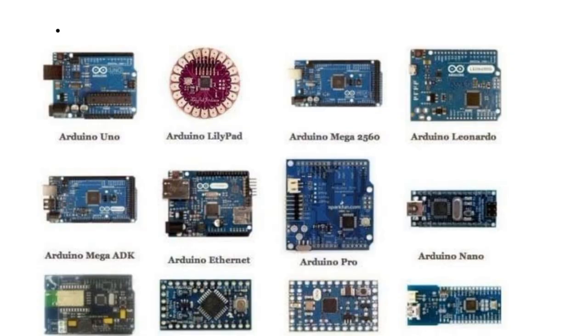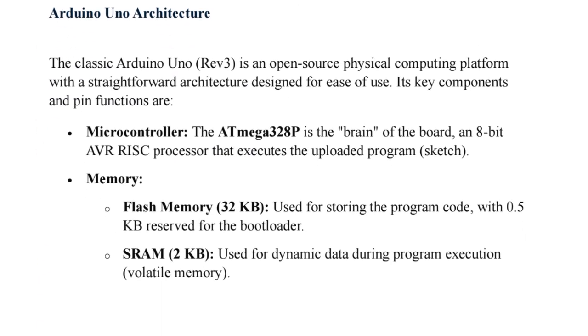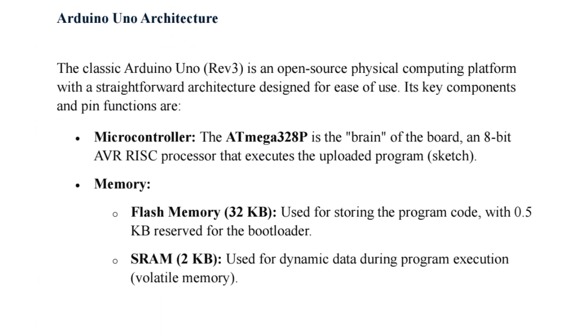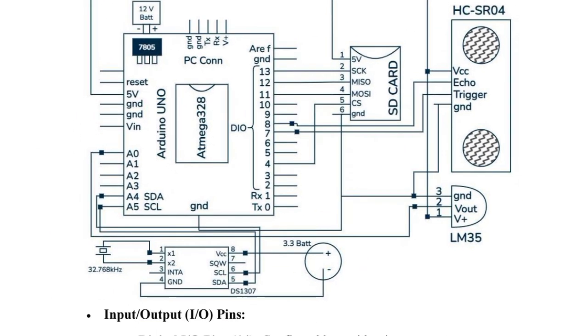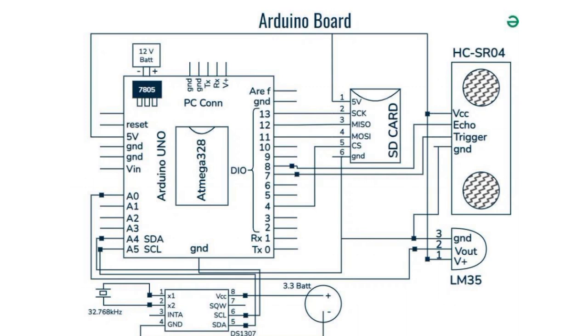Now we are going to discuss in detail the Arduino Uno architecture. See here, this is the Arduino board. This is the circuit diagram of the Arduino Uno board. Here you can see the ATmega328. And here we have the analog pins, you can see here. This last part is the analog pins: A0, A1, A2, A3, A4, A5.